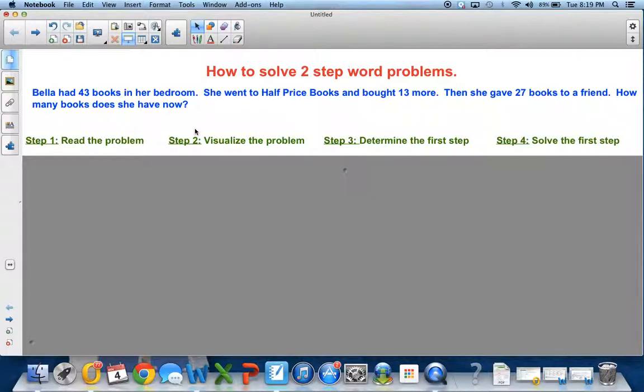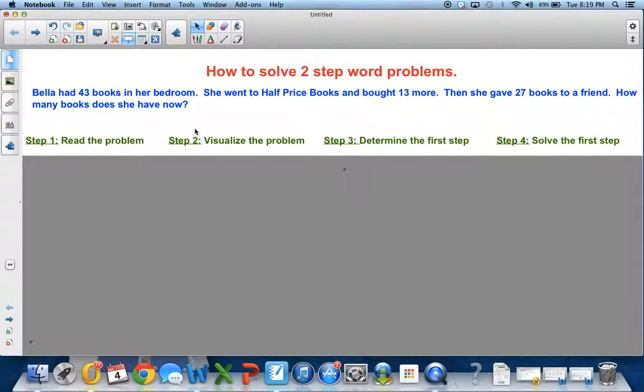Then she's at home or she's somewhere else or she's at her friend's house and she gave 27 books to a friend. Picture or imagine yourself giving 27 books to a friend. Hey, you can keep these books. They're yours. Step three, determine the first step.